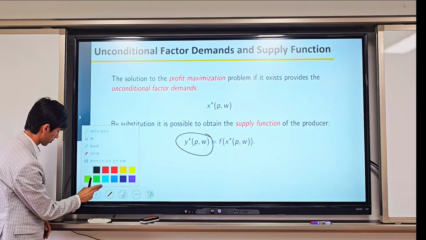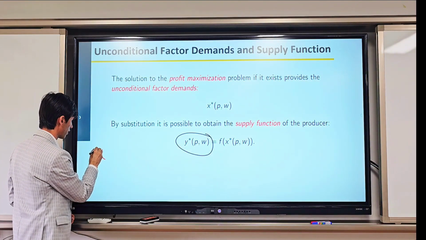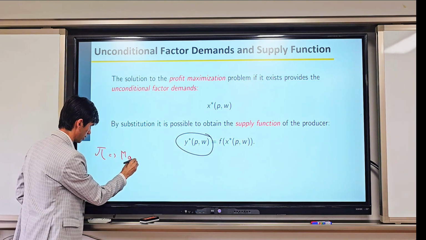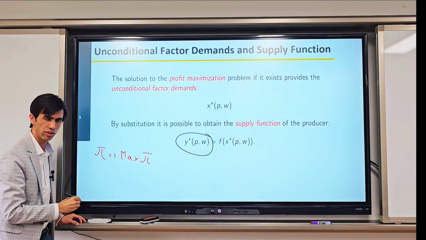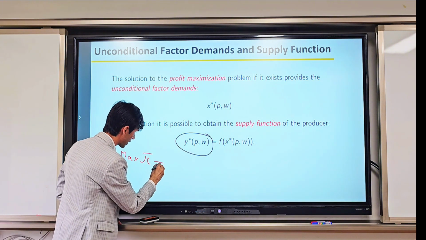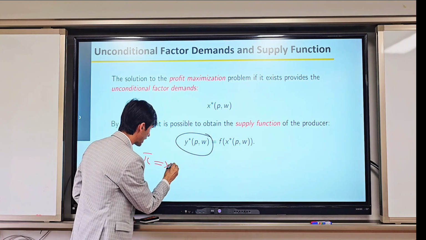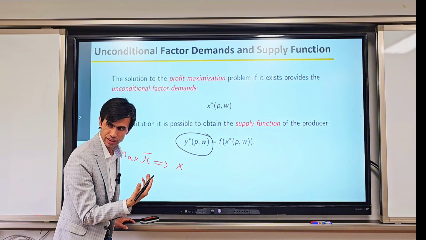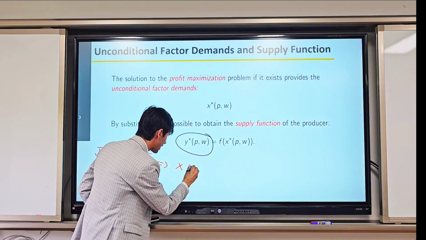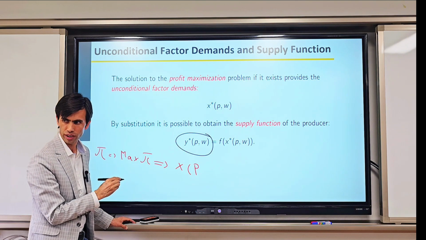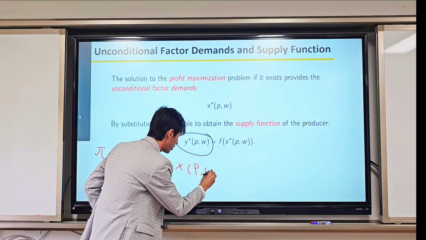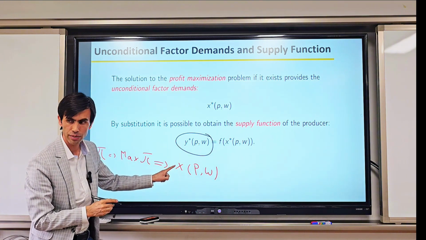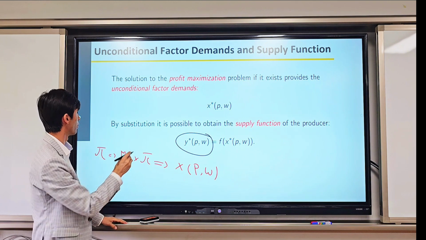So simply, when we have our profit function and we maximize this profit, by maximizing this profit we will get some value of x, which is a function of output price and a function of input prices. This one is called the input demand function, but the unconditional input demand function.